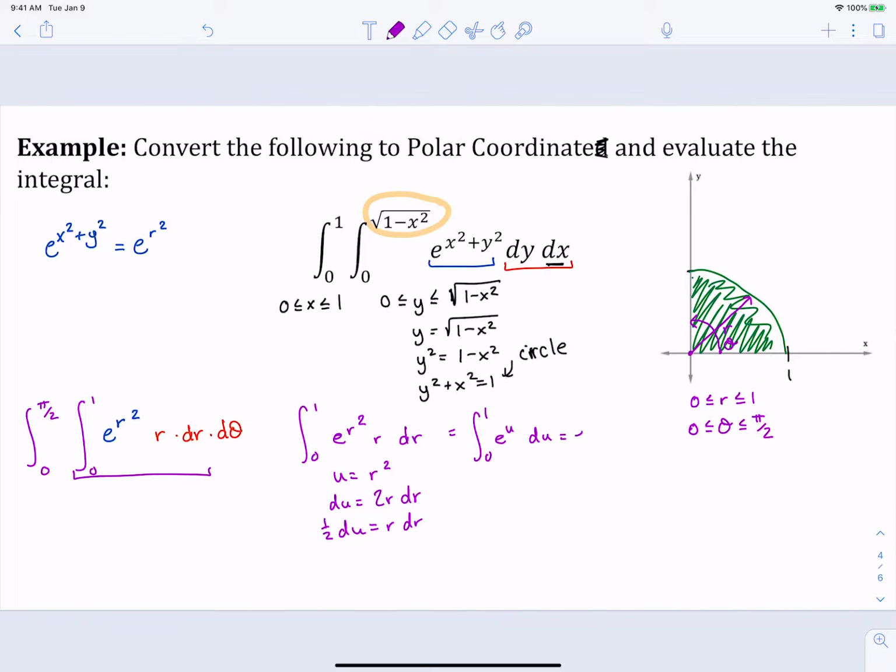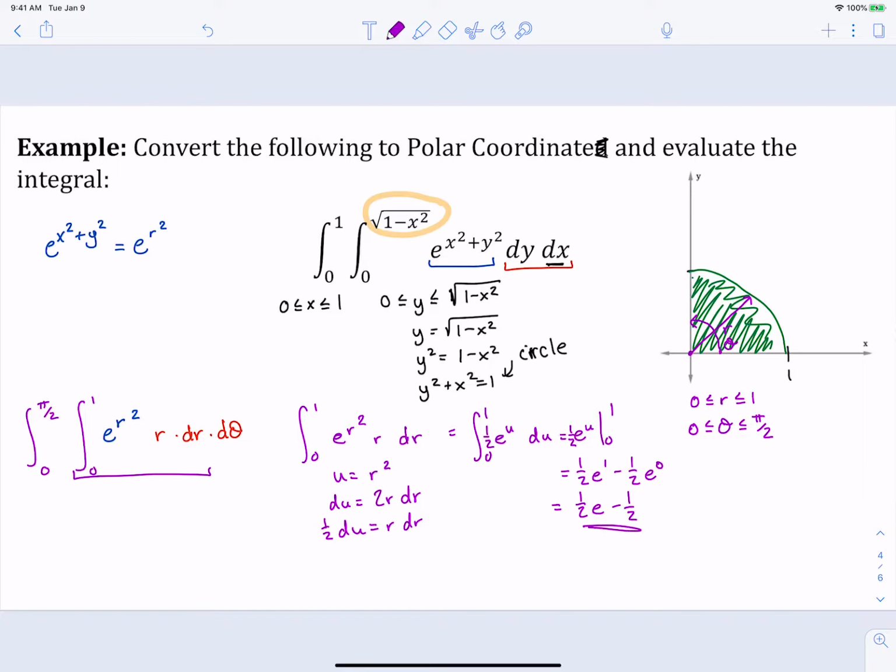So we are going to get, oops, you know what? I forgot something. I forgot our 1/2. So 1/2 e to the u. So we get 1/2 e to the 1 minus 1/2 e to the 0. So that's 1/2 e minus 1/2.